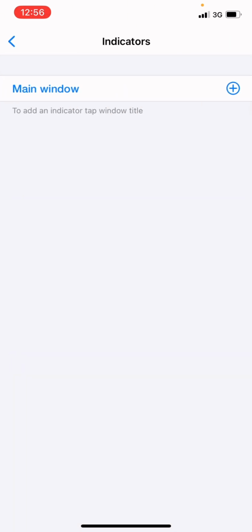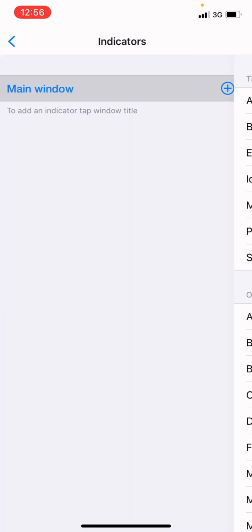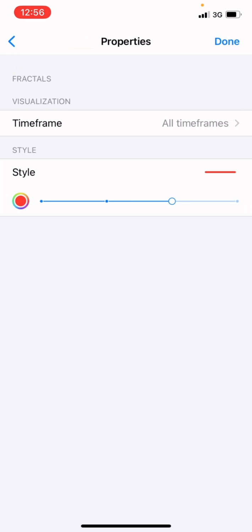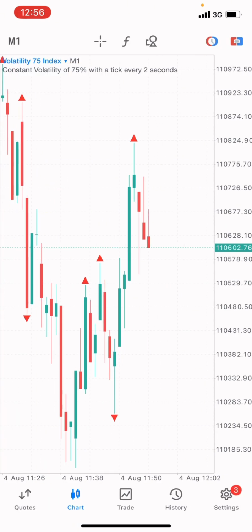What we should do right here is put in our indicators. We're going to start with the main window. I'm going to put on the Fractals indicator. Then in the style, we'll put it on 3 pixels, the color is going to be red, and it's going to be on all time frames as well. Then you click on done. So this is the first indicator.